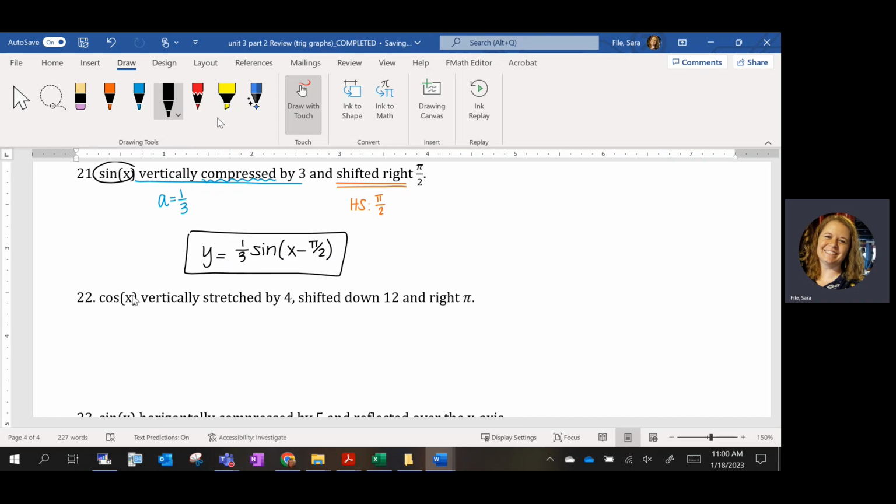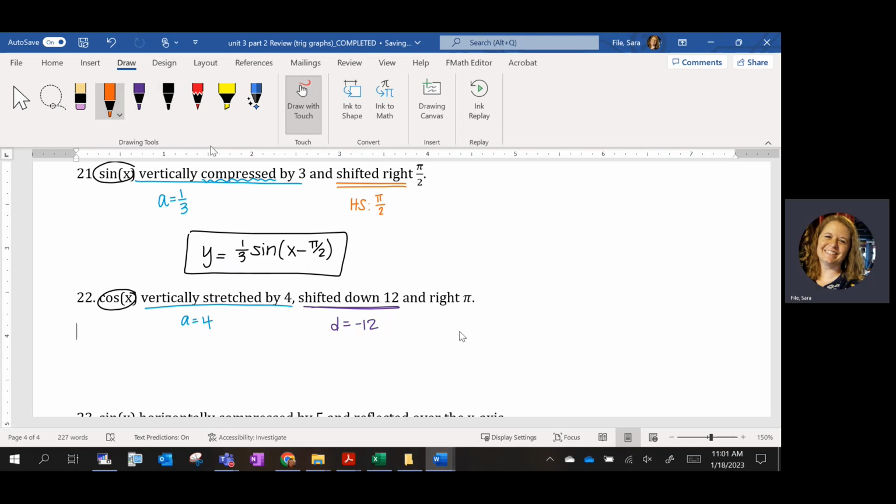Okay, let's try it here. We're going to use cosine. We said a vertical stretch or compression is your A value. It's affecting your amplitude. So if it's vertically stretched by 4, that means we're pulling it 4 times its height. What is A? 4. Okay, it's shifted down. So this is a vertical shift. So that is your D value. And it's down, so it is negative 12. Okay, that means your midline would be at negative 12.